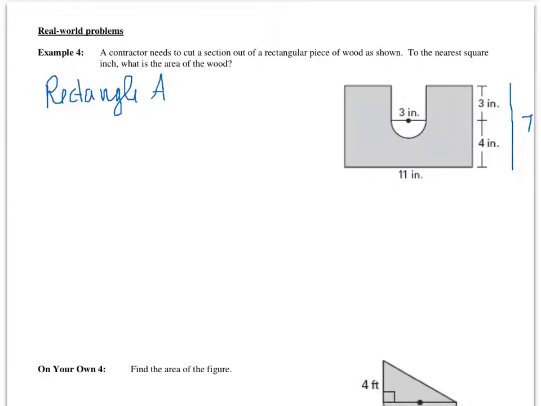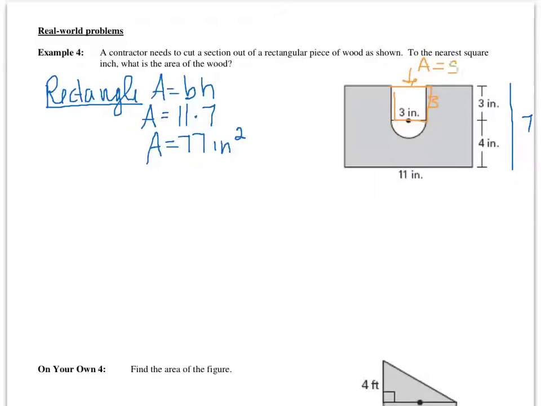For a rectangle, we know area equals base times height. So the area of my rectangle is 11 times 7, so my area is 77 inches squared. But I'm going to need to subtract from that this square right here, and that's 3 inches by 3 inches. So for the area of a square, area equals side squared. So for the square, let's say subtract square. Area equals s squared, so area equals 3 squared. So my area for the square is 9 inches squared.